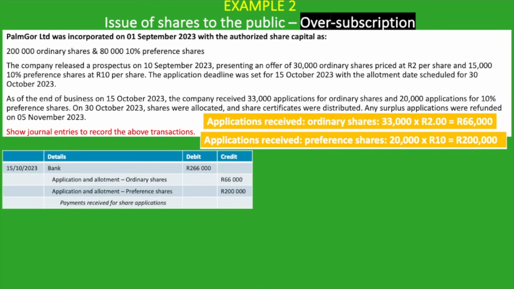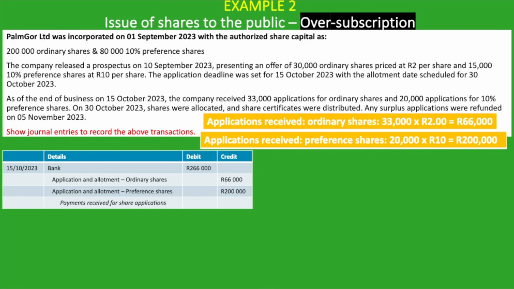So we put down our date, 15th of October 2023. Very important, the date here, because we're told the application deadline was set for 15 October 2023 with the allotment date scheduled for 30 October 2023. And we are further told that as of the end of business on 15 October 2023, the company received this application. So of course, we put that as our date that the money came in, or that we confirmed this is how many applications we've received. So we debit bank and we credit application and allotment for each class of shares.